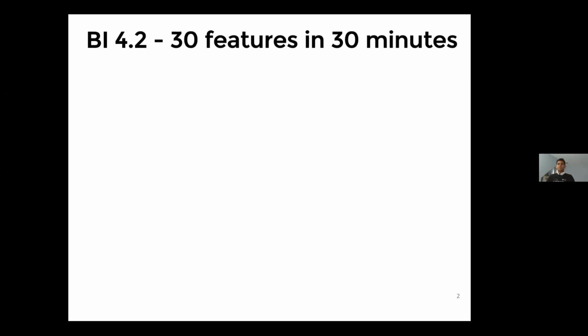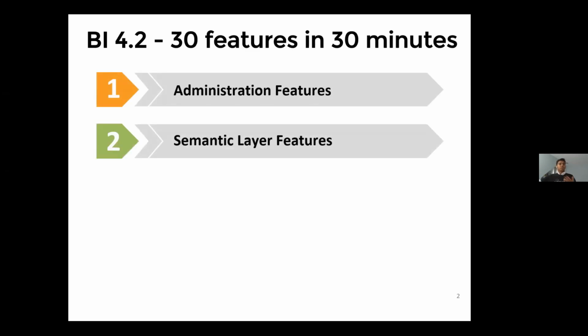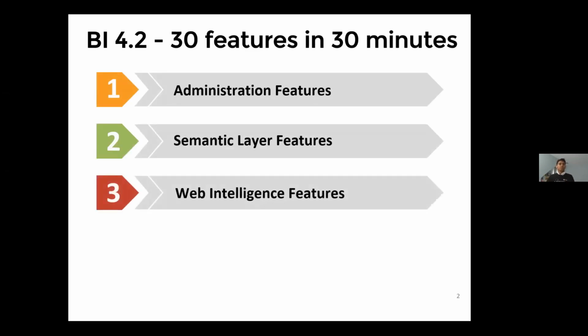So 4.3 will be supported until 2025. That's what the roadmap says currently. And in BI 4.2, there are a lot of helpful features. The features that I'm going to cover today can be helpful for you if you're an administrator, or a Universe developer, or a Webi report developer.